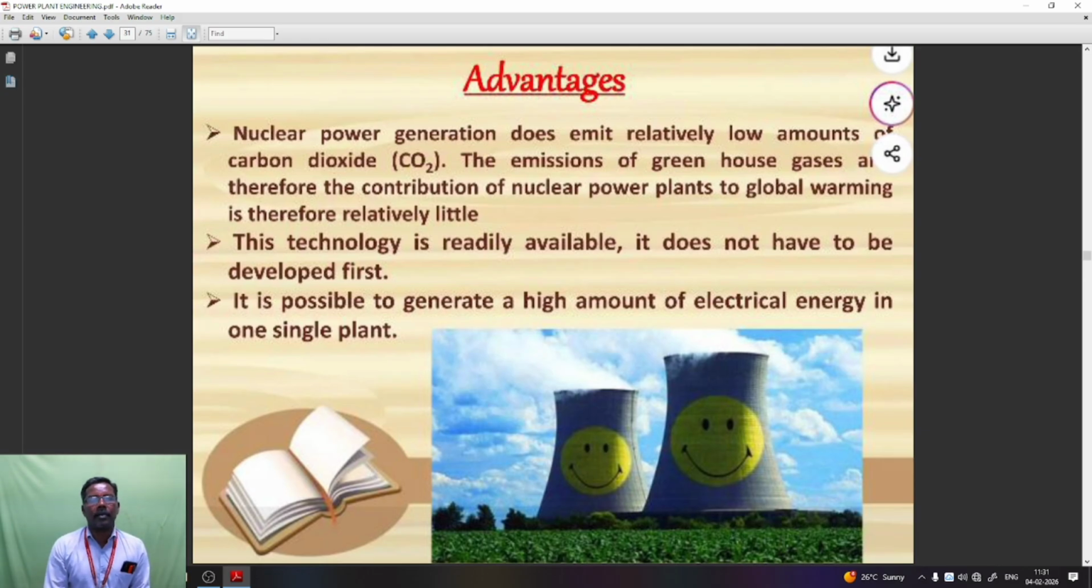Advantages. Nuclear power generation emits relatively low amounts of carbon dioxide, the greenhouse gas. Therefore, the contribution of nuclear power plants to global warming is relatively little. This technology is readily available. It does not have to be developed first. It is possible to generate a high amount of electrical energy in one single plant.